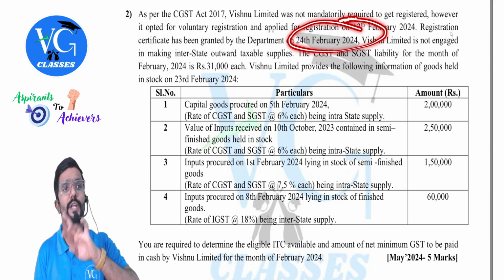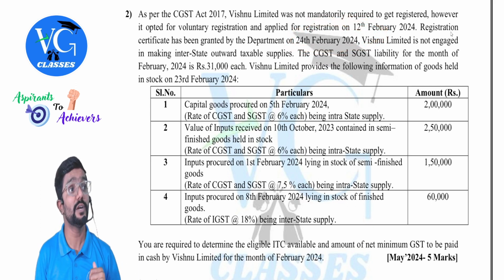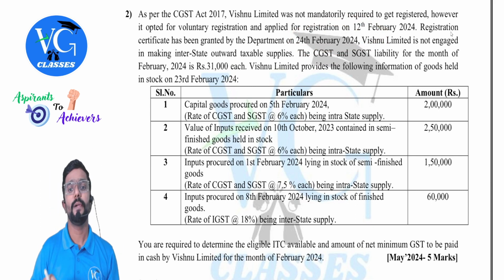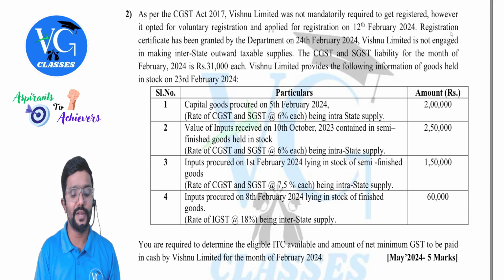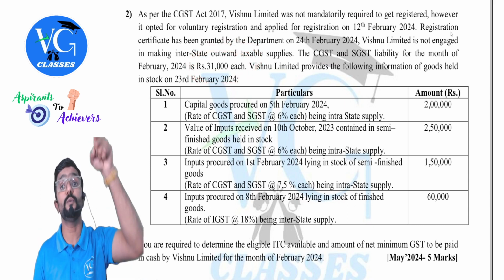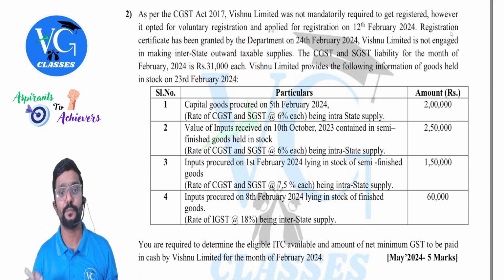Now, anything he purchases after 24th February or even on 24th February, can he claim credit? Yes. What about the stock he has on 23rd February? Can he claim credit? Yes. Section 18, special case. Vishnu Limited is not engaged in making interstate outward taxable supplies. The CGST and SGST liability for the month of February is 31,000 each. Output tax, people.